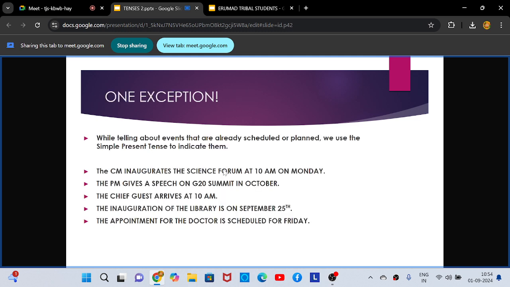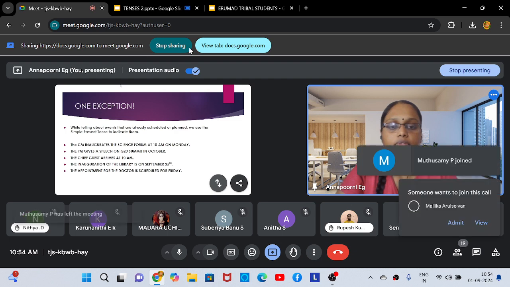Okay. Now we are going to one exception. One exception means one special case. What is that special case? Let us see. While telling about events that are already scheduled or planned, some events or some schedules will be already planned to happen in the future.